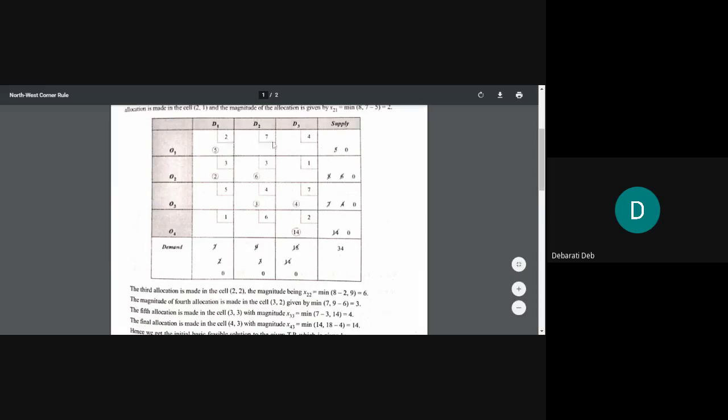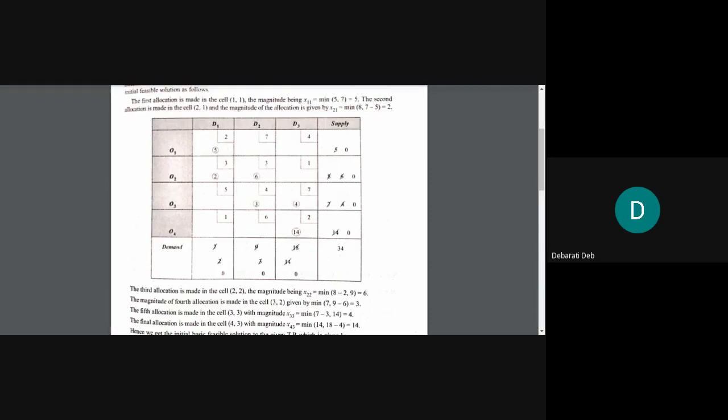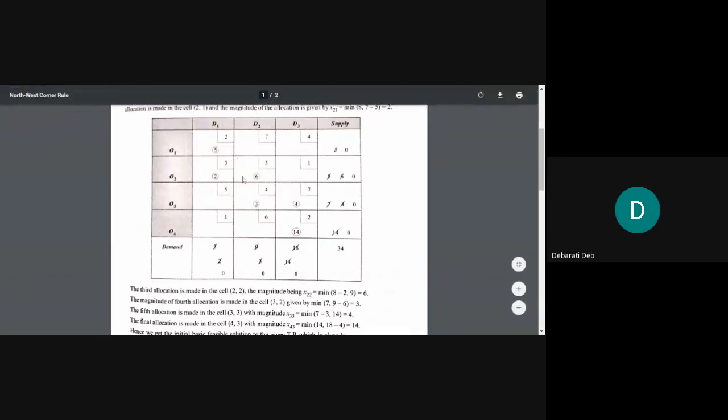This 2, 7, 4, 3, 3, 1, 5, 4, 7, 1, 6, 2. These are the costs that are being brought from the question. These were given and we are making small boxes in each of the big boxes. And then inside the box, we are writing the costs.